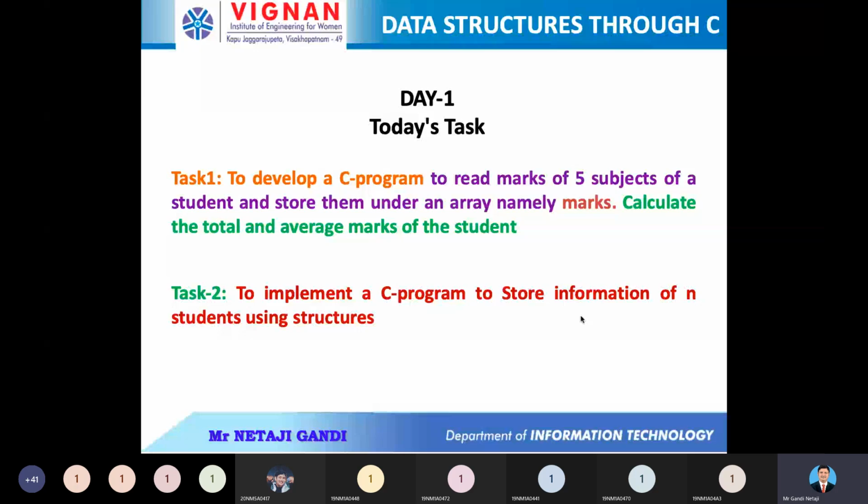All of you please try to complete these 2 tasks. For the second task, at least one student: suppose you create one structure variable for one student's information by using structures. Girls, is it okay? Okay, sir. These 2 tasks should be completed before the next class.